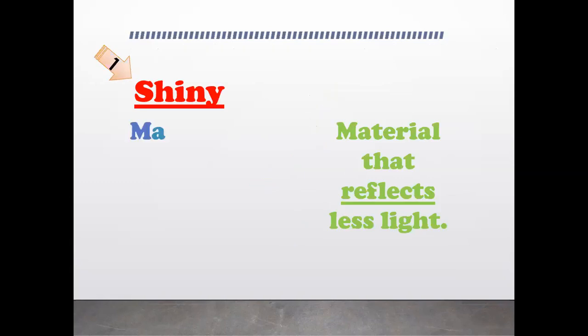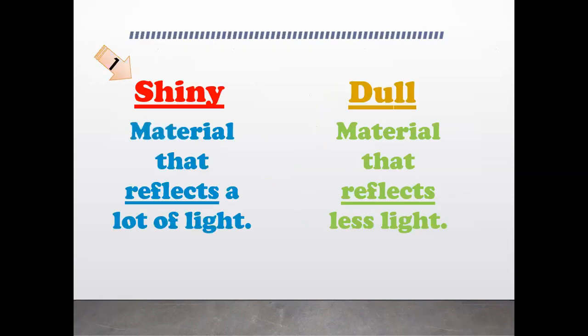The first property is shiny and dull. What do we mean by this? Shiny is a material that reflects a lot of light, so you will find a shining in it. The dull material is the material that reflects less light. For example, there is a shiny gold coin and a dull wooden table. The gold coin reflects a lot of light, so it's shiny, and the wooden table or chair doesn't reflect a lot of light, so it is dull. This is the first property.